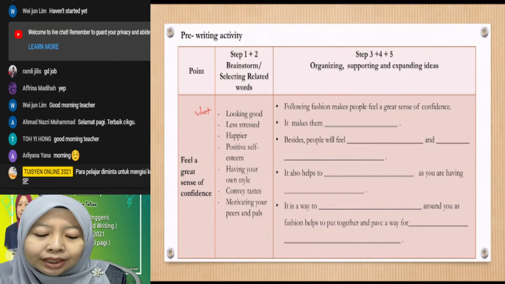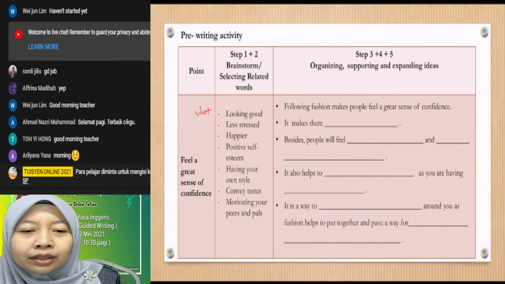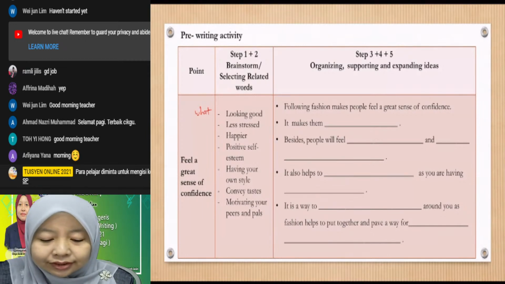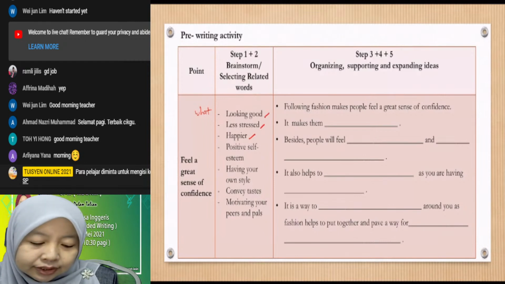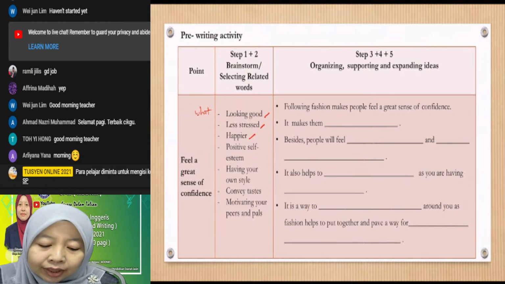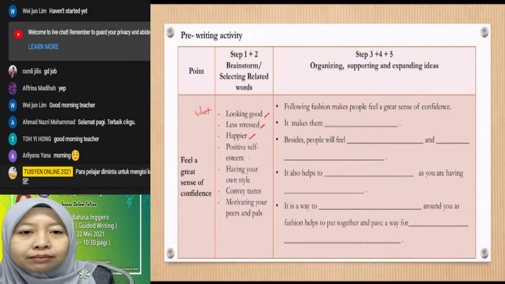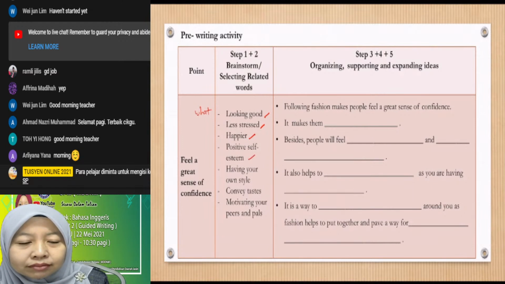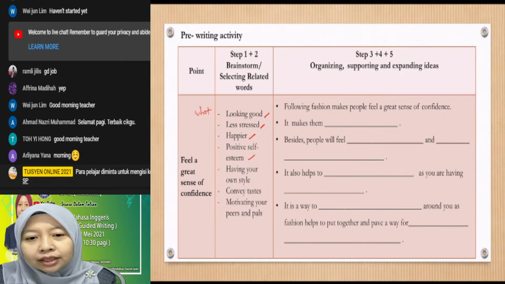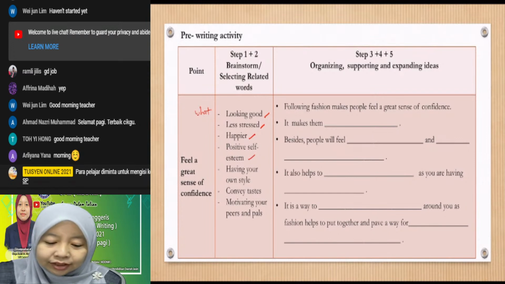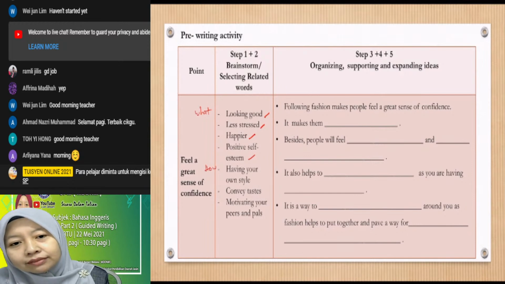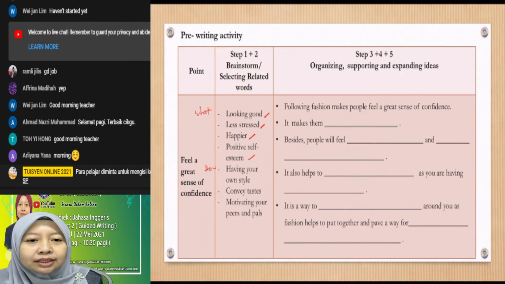Okay, what is the effect on them if they feel confident with themselves? They feel less stressed and happier. When you are confident with yourself, definitely you feel happy. And at the same time, it also develops your self-esteem. How can feeling a great sense of confidence relate to following fashion trend? Okay, so this part answers the question of how. You are having your own style, so that is why you feel confident.